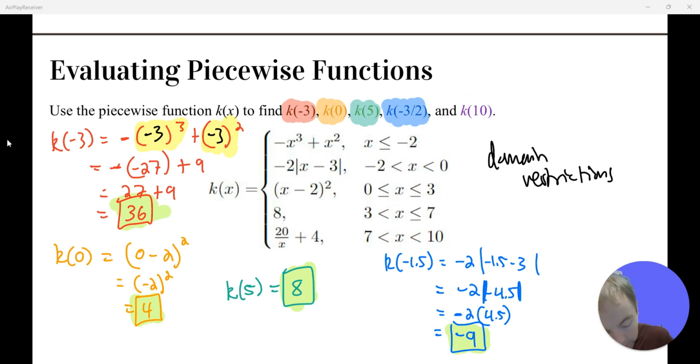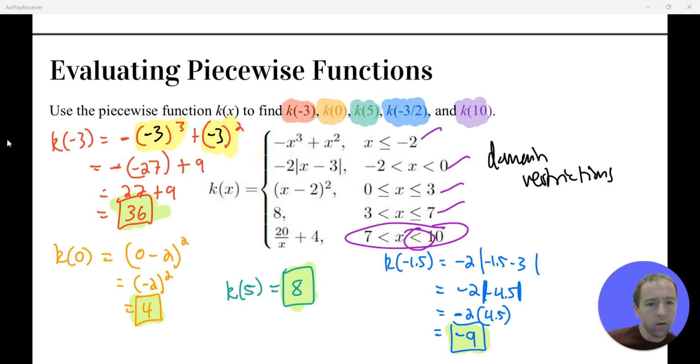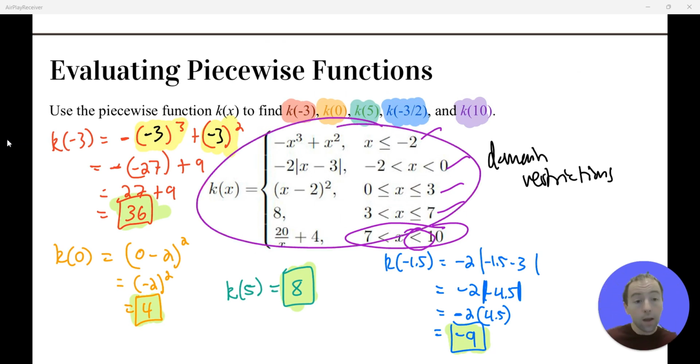And then one last one right here is to be able to find k of 10. And you'll see that 10 is showing up right there. 7 is less than x, which is less than 10, but there's no equal to right there, which means that 10 is not in that interval of the domain, and it's nowhere else in any other interval. So for this whole function k, 10 is not in the domain of this function, which means that 10 is not a legitimate input into this function, which means you're not going to be able to plug it in and get an output, right? So what we can say about k of 10 is that k of 10 does not exist, because of the fact that 10 is not in the domain of this function, okay?